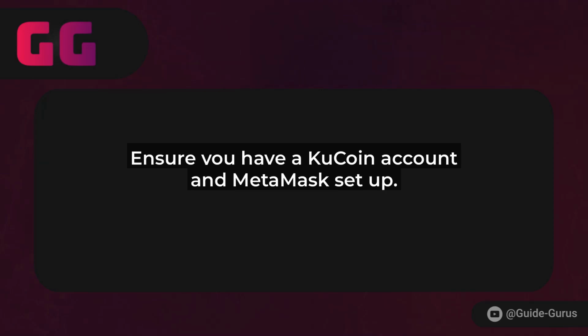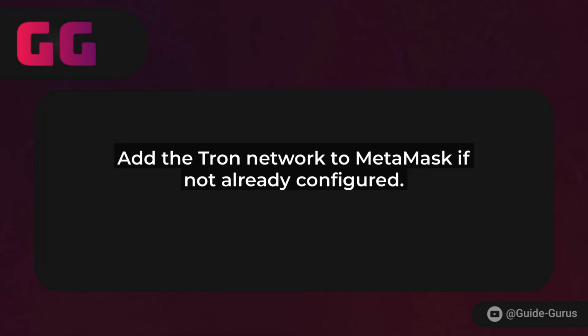First things first, make sure you have everything ready. You'll need a KuCoin account with some TRX in it, and MetaMask installed on your browser or mobile app. Also, double-check that your MetaMask is set up for the Tron network, as TRX operates on the Tron blockchain, not Ethereum's. If it's not, head to MetaMask settings and add the Tron custom network for seamless transfers.